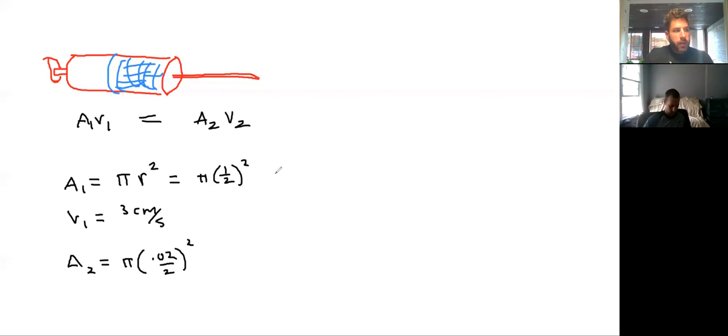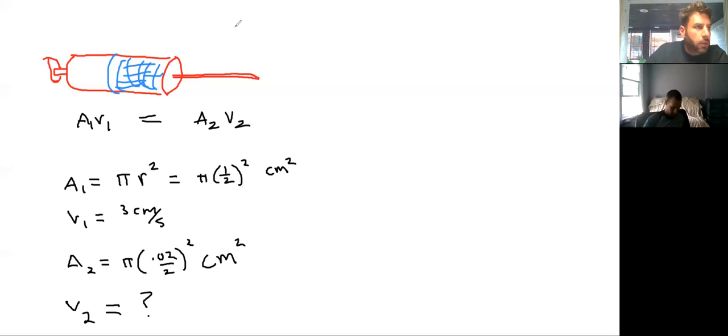So don't forget, what are the areas here? Well, we're using centimeters, so this becomes centimeters squared. And of course, this is centimeters squared. And v sub 2 is the unknown. This is what we're trying to determine. So again, what this problem essentially is, it's a plug and chug.